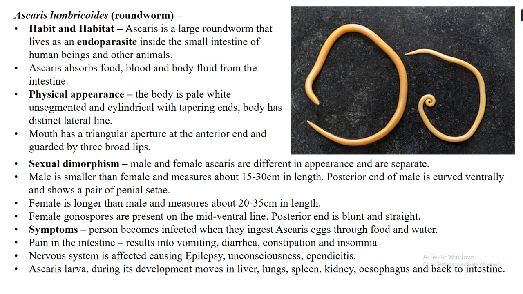Now this Ascaris larva, during development, moves to the liver. It will move to the lungs, the spleen, the kidney, the esophagus, and then comes back to the intestine. When the Ascaris is traveling to all of these organs of your body, it actually damages the organs in this whole process of movement. So this is an extreme case. When it travels in your whole body, it will damage all the organs of your body. So this is about Ascaris lumbricoides, which is commonly called roundworm.